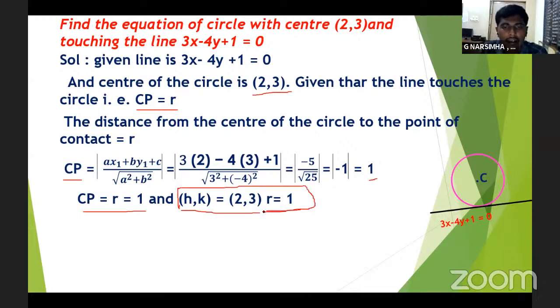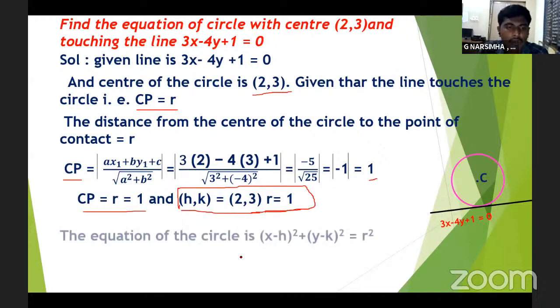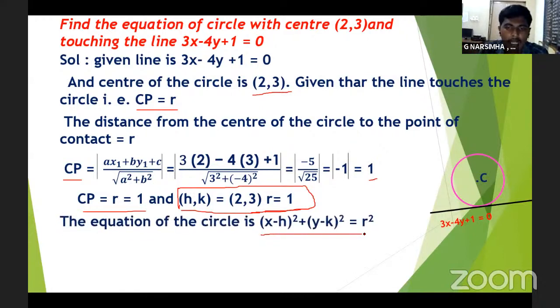Now we can find the equation of the circle. Can we find it? Yes, by using (x minus h) whole square plus (y minus k) whole square is equal to r square, where (h, k) is the center of the circle and r is the radius, as you already know. Just substitute h as 2, k as 3, r as 1. That is (x minus 2) whole square plus (y minus 3) whole square is equal to 1 square.